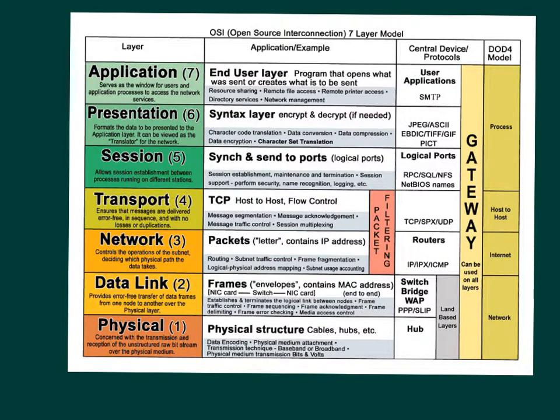Hi guys, I just want to explain the OSI 7 layer model to you. It does seem a little bit complicated at first. You don't really need to remember it all, but you just need to know of its existence. And you do need to be able to explain each individual layer for your work as well.